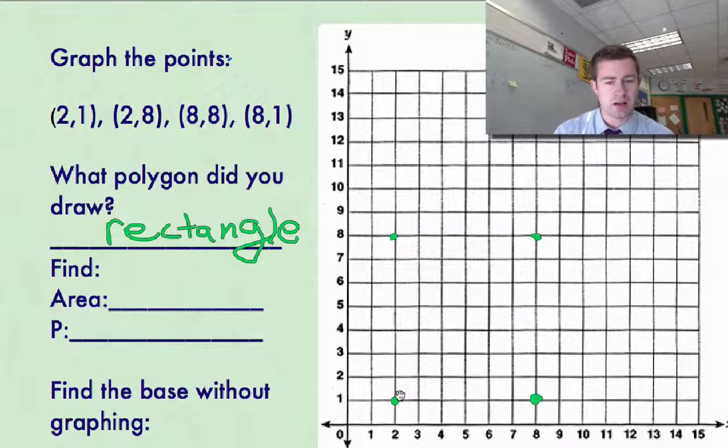And what is our area? I can look at my base and I get, well, 8 minus 2, that's going to give me a base of 6. I got that by going over from 2. 6 more units gets me to 8.